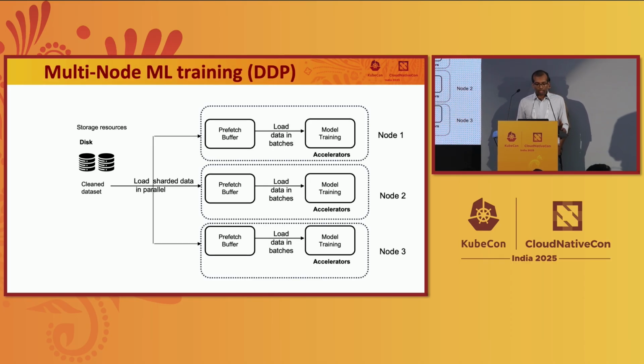So in case of multi-node ML training, I'm just talking about the distributed data parallel, which is DDP. There are other techniques as well. Everything remains the same. If you see that, in each node, it does the same, except that the data that is fed into each node is sharded. So you have a bigger data set. The idea is you shard the data set into multiple splits, which is sent to multiple nodes. From a PyTorch perspective, PyTorch is the one which is taking care of splitting it. But your storage should have the ability to provide shards which can be loaded to different nodes.